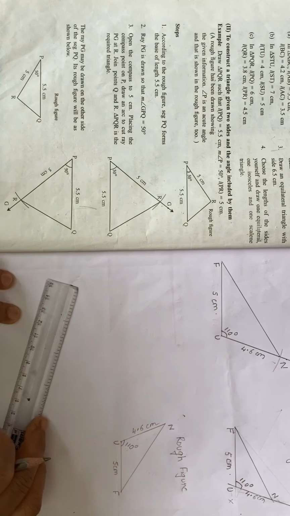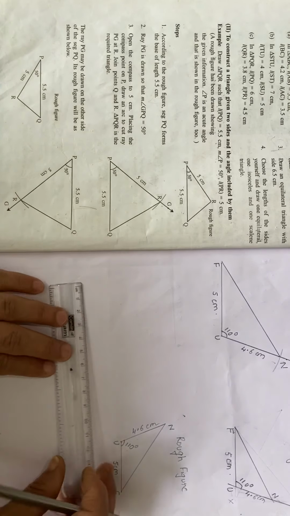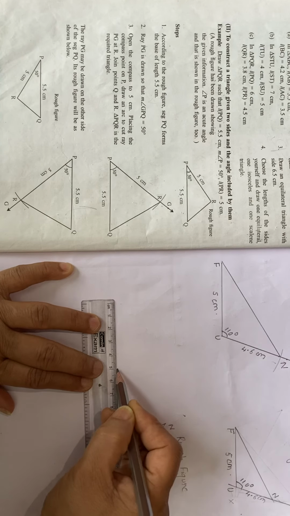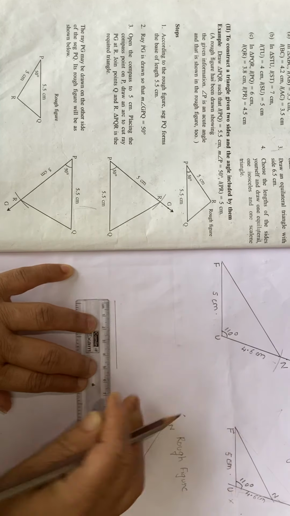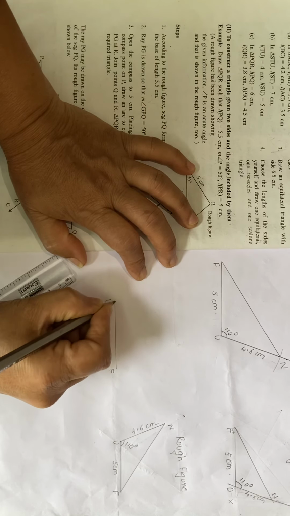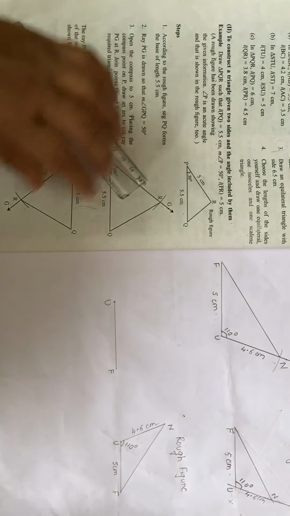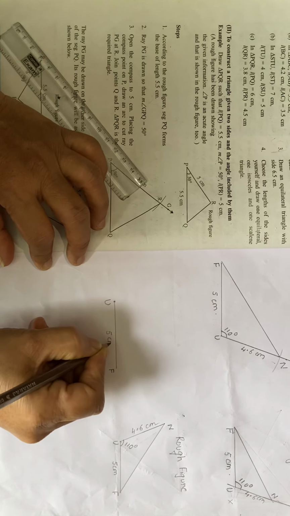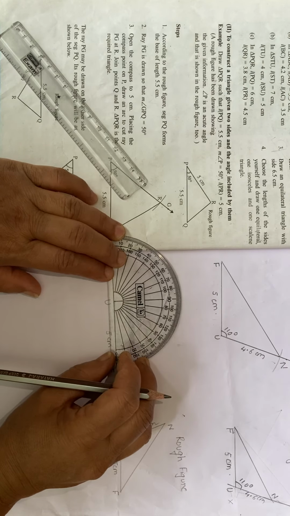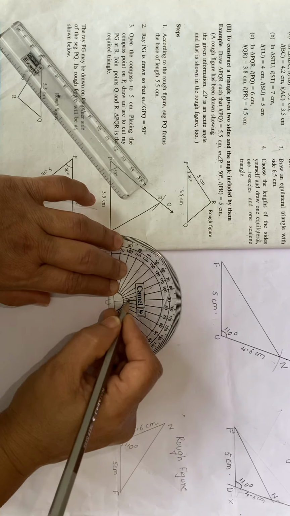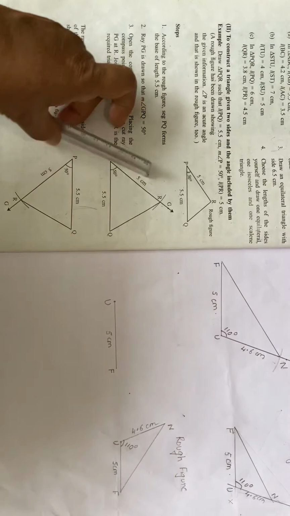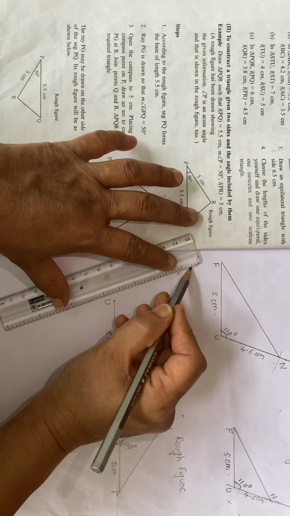Now let us draw the fair figure here. First we will take 5 centimeters on the scale. So here this is F, point U. Now angle U measures 110 degrees. So I'll keep the center of the protractor on U, and let's take the inner scale. So here it is 100, 110, right? So let's extend this.